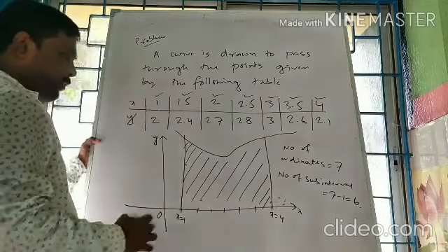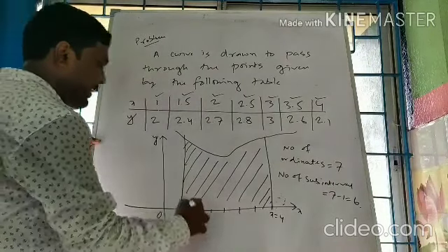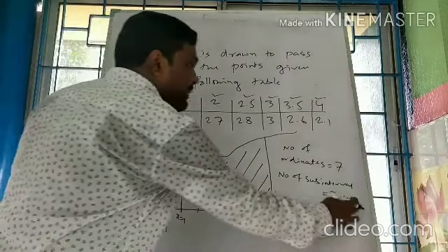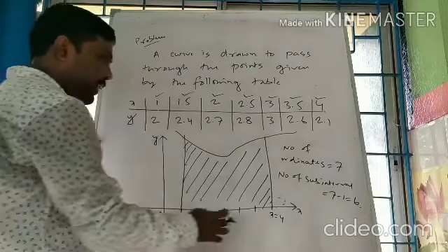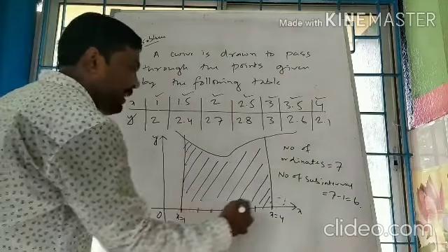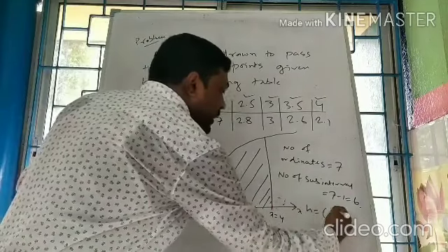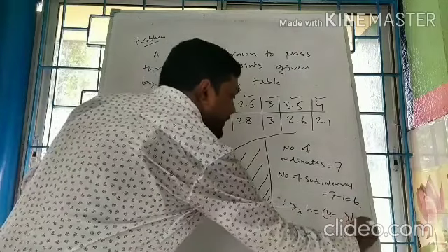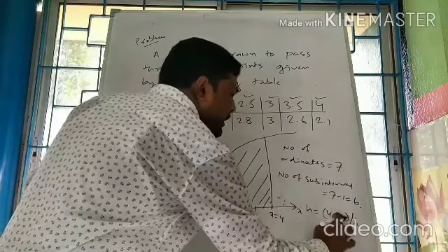Okay. So the first node is 1. Next node is 6. Number of subintervals is 6. So h is what? h is (4 minus 1) divided by 6. It is 3 by 6, that is 0.5.